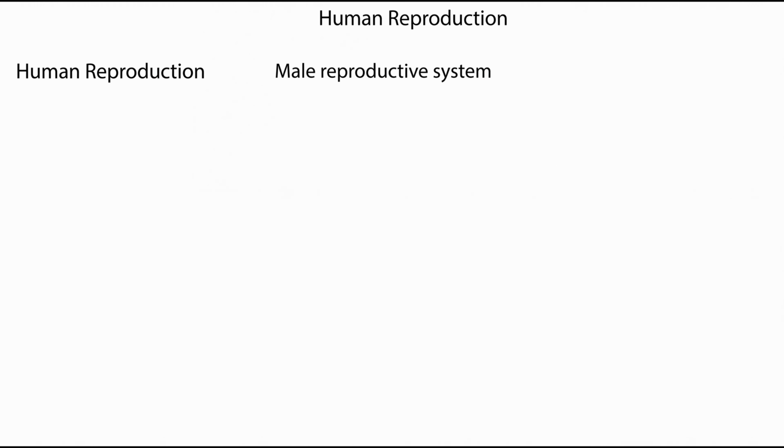If you take the testes, this pair of testes is present in a pouch. The pouch is called the scrotum. Scrotum has a very important function. In our body, every enzyme works at a specific temperature, but spermatogenesis, that is, production of sperms, occurs at a temperature 2 to 2.5 degrees Celsius lower than normal body temperature. That's why the testes are placed outside the body in the scrotum.